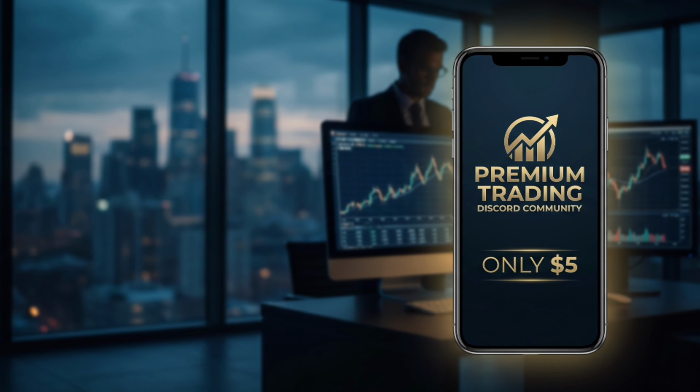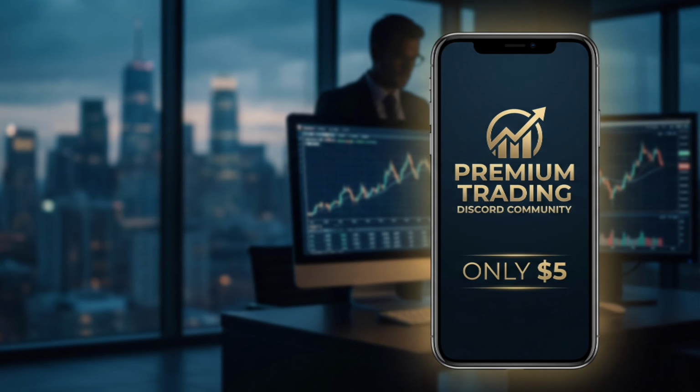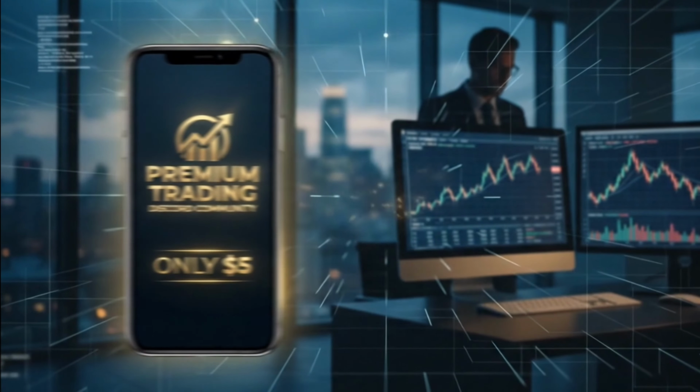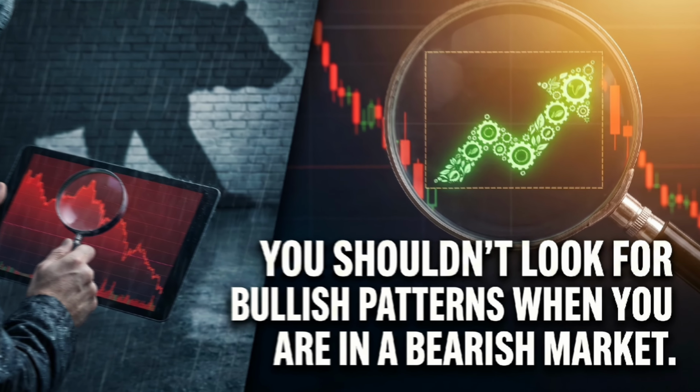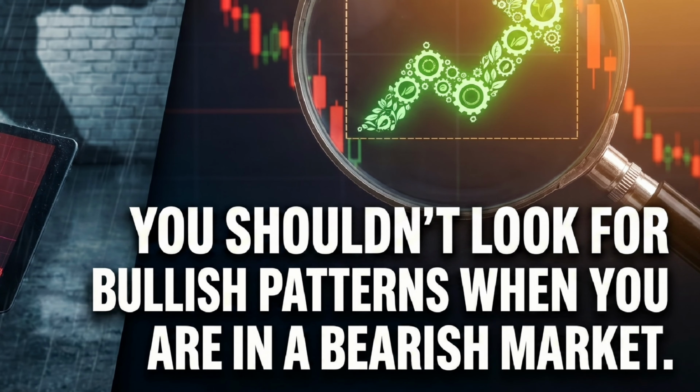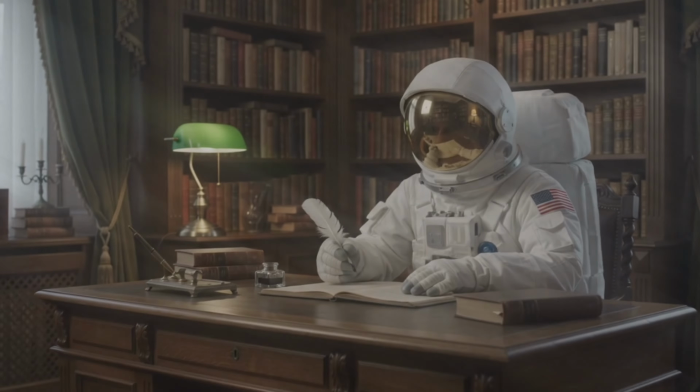I try to teach my Discord community this quite a bit, where I try to emphasize we shouldn't be looking for bullish patterns when we're in a bearish market. You don't go fishing for a shark over in the Tennessee River, do you? It doesn't fit the right environment.